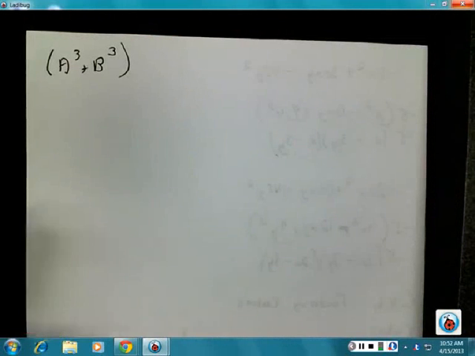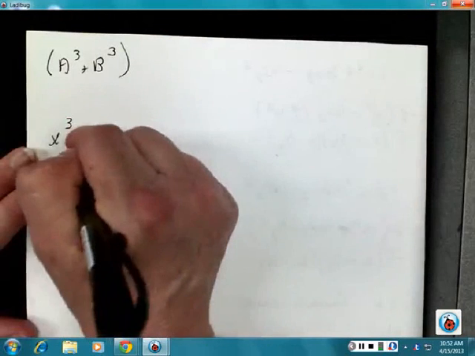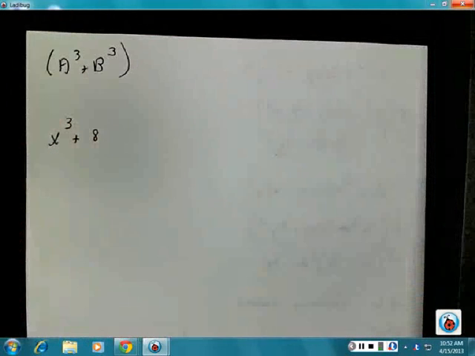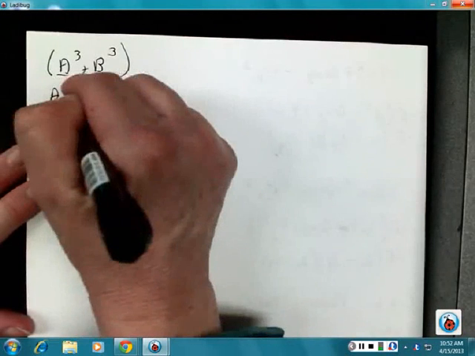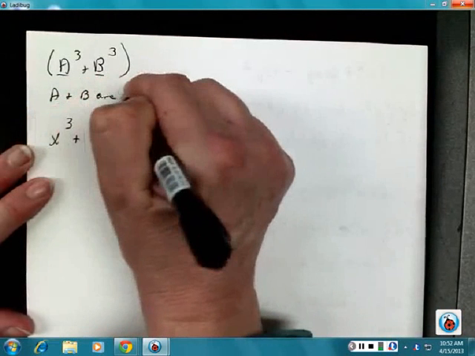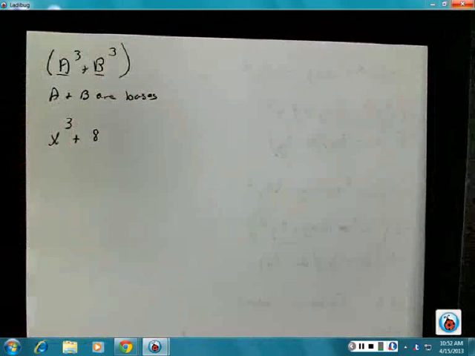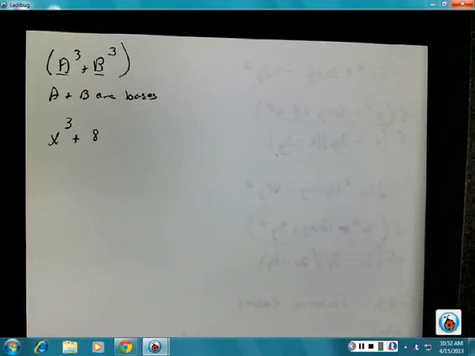And let me give you an example. If I have x cubed plus 8, that's what it's going to look like. Now the a and the b up here are bases, meaning that I need to know what creates those letters. So a and b are bases when I work with this.